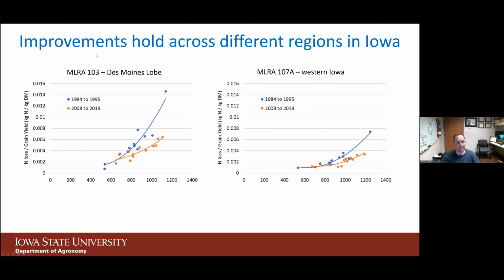I did the same analysis, but I focused on 2 different regions. On the left is the Des Moines lobe, a region with very wet soils and shallow water tables. And another region, where I use here the MLRA system, is Western Iowa with deep water tables and sloping fields. What I notice is that this type of improvement between old years and recent years is evident across different regions.